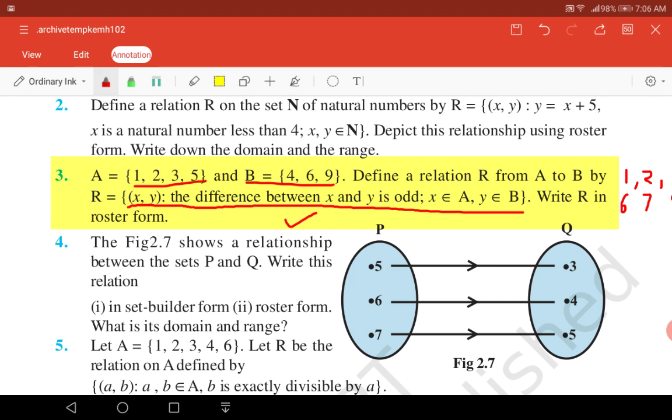For example, if I am taking 1 from here, 1 is odd and 4 is even. So yes, I can take it as (1, 4). Their difference will be 4 minus 1, which is 3. Right? And they are saying one more thing: we have to take the first element from A and the second element from B. Similarly, I can take (1, 6) as well. Okay, let me tell you how to do this question.